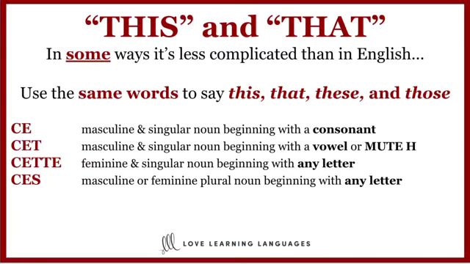And then I'm going to show you some examples, okay? You use ce with masculine and singular nouns beginning with a consonant. And you use cet with masculine and singular nouns that begin with vowels or with a mute H. We'll get back to that in just a minute too. We use cette with feminine and singular nouns that begin with any letter. And we use ces for masculine or feminine plural nouns that begin with any letter.